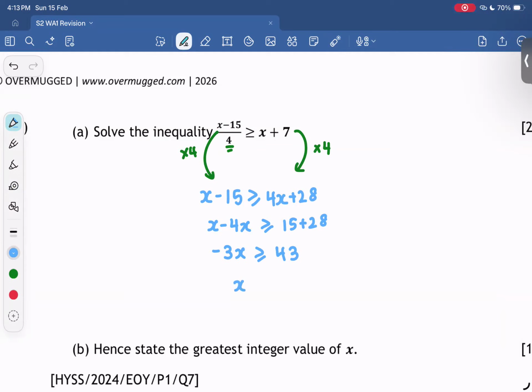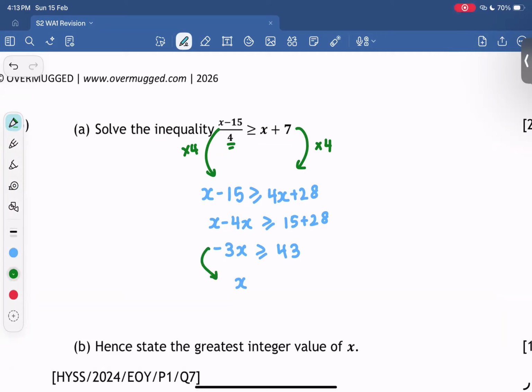So what do I do next? Now, this is where you need to remember, because I'm dividing it with negative 3, the right hand side also divide with negative 3. So I will flip the sign first. And then I will have minus 43 over 3. And like what I said earlier, whenever we are doing inequality questions, don't leave your answer in fractions. It's kind of useless. When you're expressing in terms of decimal, that's when you're able to understand the answer a lot better.